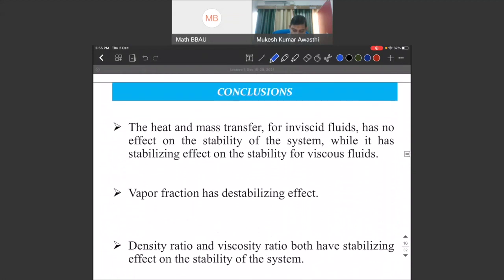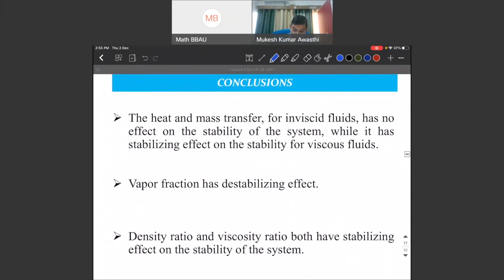And these conclusions are written here, that heat transfer for inviscid fluids has no effect on the stability, while it has stabilizing effect for stability of viscous fluids. Vapor fraction has destabilizing effect. Density ratio, viscosity ratio, both have stabilizing effect on the stability of the system. So this is the basic analysis of Rayleigh-Taylor instability when heat and mass transfer was there, and we have used the viscous potential flow theory.